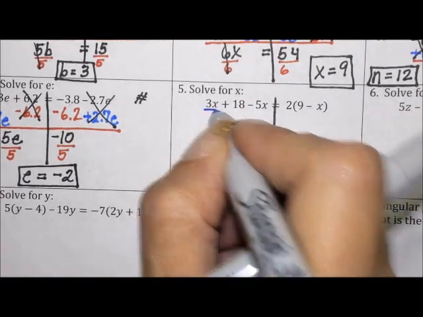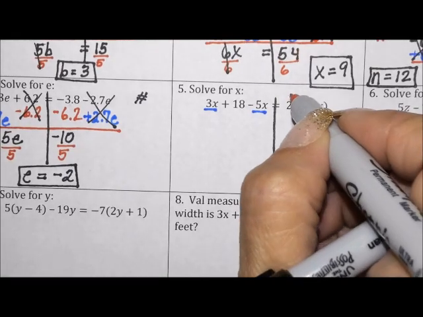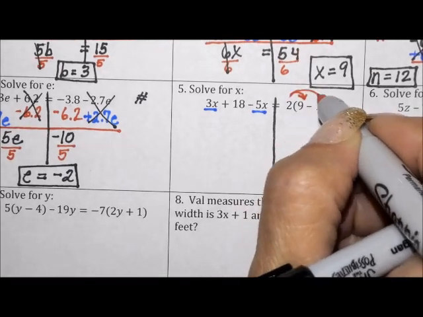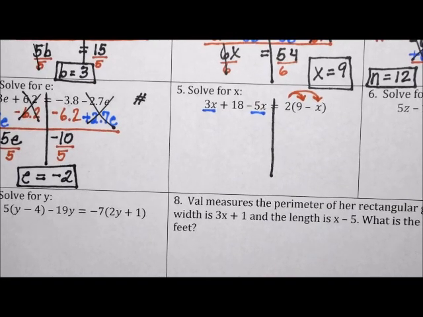Okay, go ahead and put those together. 3 and negative 5 are going to go together and give me negative 2x. So it's going to be 18 minus 2x equals, over here on the right, we're going to have to hippity-hoppity distributive property. So you're going to have 18 minus 2x.